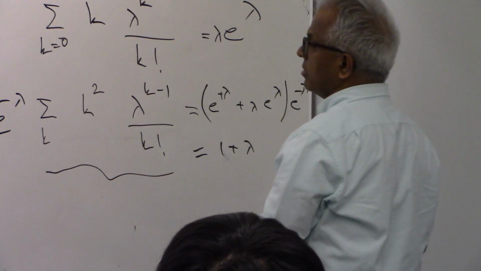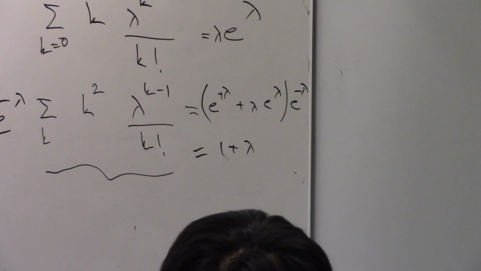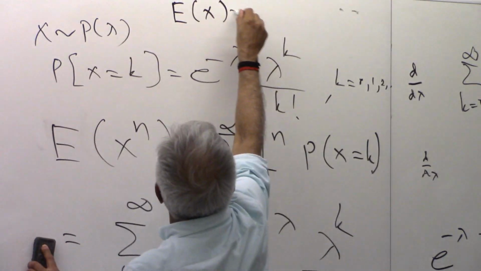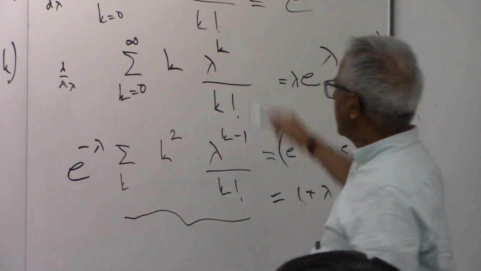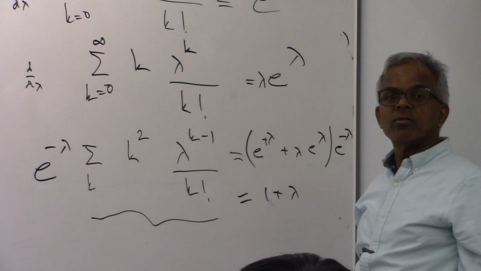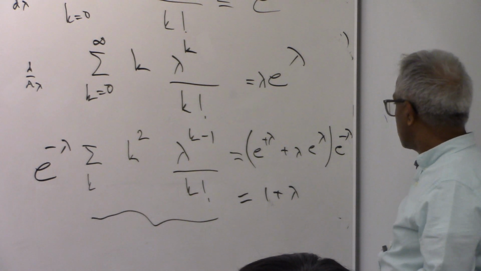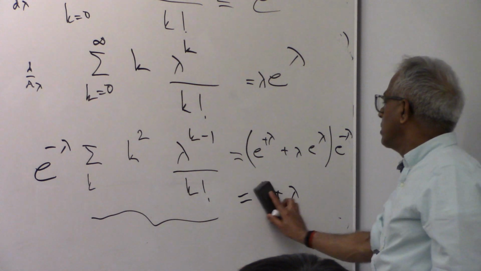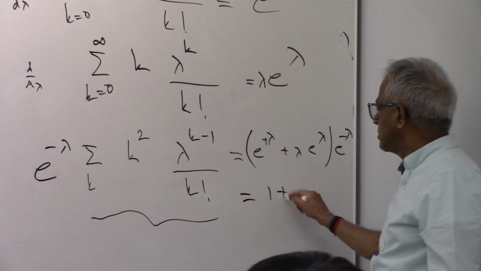So we already have e raised to the expected value of x, we did it earlier, to be lambda. So expected value of x squared is... did I make any mistakes here? I forgot to multiply by lambda. Where is that? In the last equation, it's still lambda to the power k minus 1. Oh yeah, right. So this is fine, this is going to be 1 plus lambda.